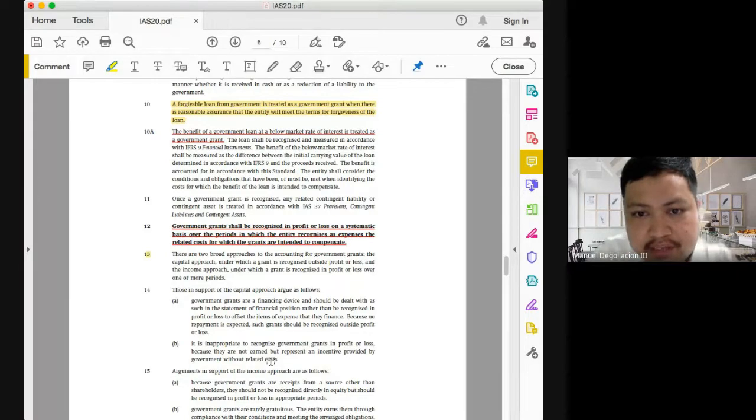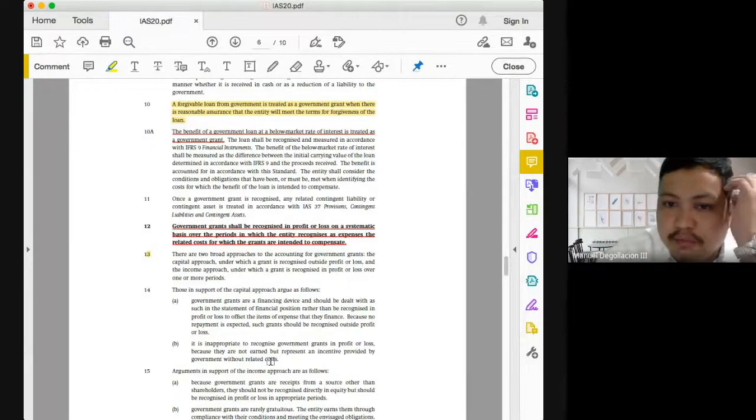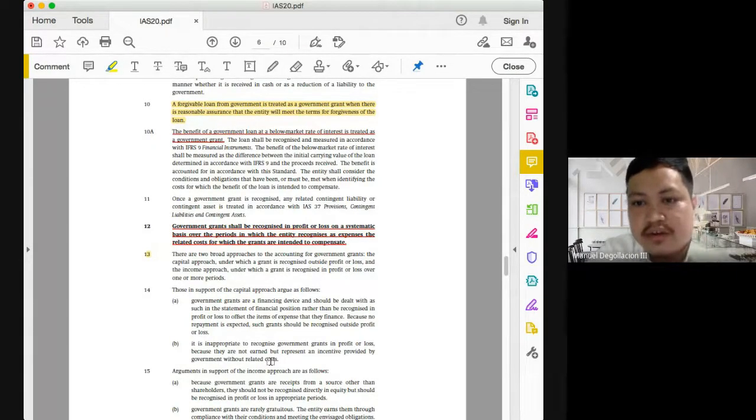Paragraph 13 tells us that there are two broad approaches to the accounting for government grants. The capital approach, under which a grant is recognized outside profit or loss, and the income approach, under which a grant is recognized in profit or loss over one or more periods. Under the capital approach, the grant will just be charged against the related asset. Under the income approach, then definitely the grant will be recognized as an income.